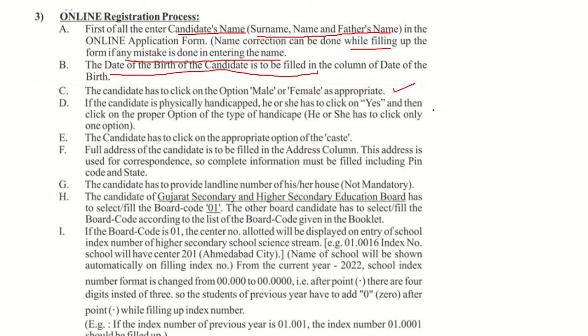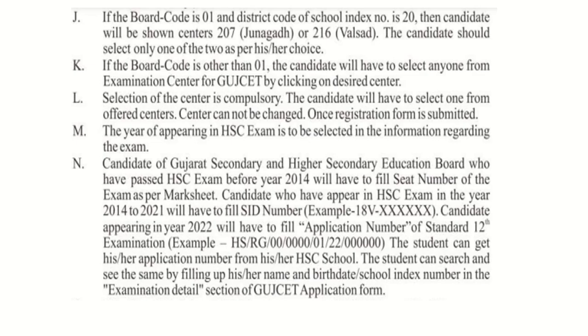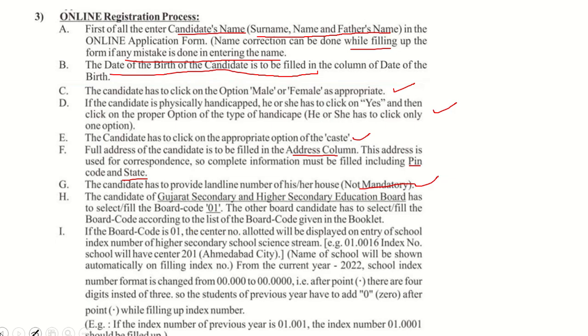If you are differently able, then click on the yes button and mention what kind of disability you have, then mention your caste, then you have to fill your address in the address column along with the pin code and state. Okay, then if you are using a landline number, you can mention the landline number, otherwise it is not mandatory, it is given here. Now the important thing is how to select this board code.